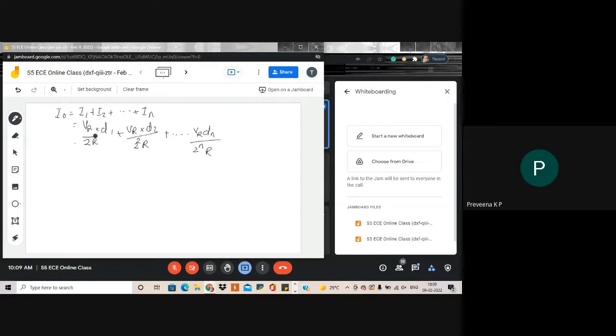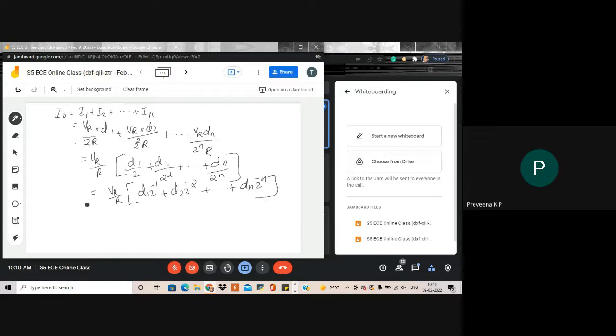Here you know that VR by R is common. So you can simply take VR by R outside, so that the equation will look like VR by R into D1 divided by 2 plus D2 divided by 2 square plus etc. plus Dn divided by 2 raised to n. Okay, this will be equal to VR divided by R into D1 2 raised to minus 1 plus D2 2 raised to minus 2 plus etc. plus Dn 2 raised to minus n. Okay, so this is what I0 is. So what we need in the case of a digital to analog converter is the output voltage.